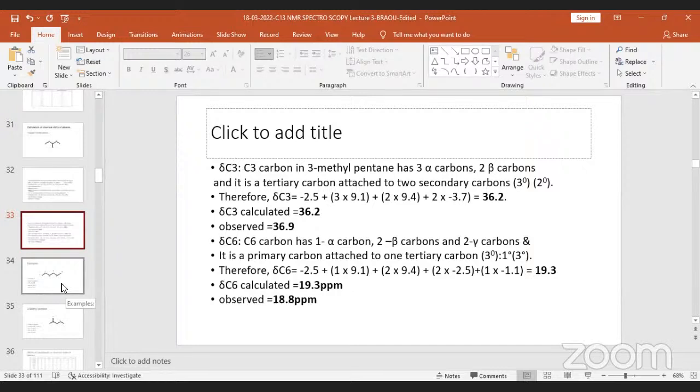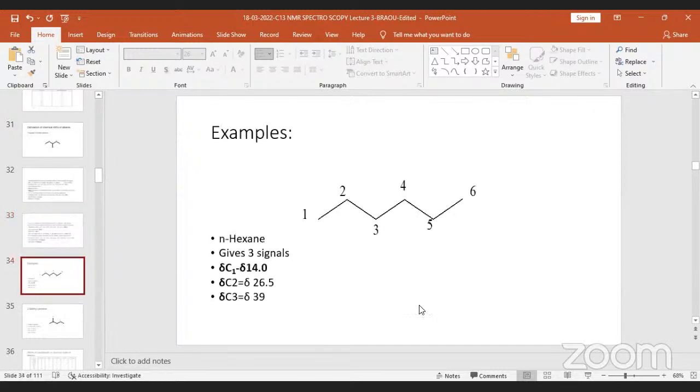Okay, next. Some more examples I am giving you, which you can calculate later for practice. See, n-hexane gives 3 signals because 1 and 6 are the same, 2 and 5 are the same, 3 and 4 are the same. So it gives 3 signals, and the values I am giving you. By incorporating these values into the equation given, you can check how much calculated values you are getting and compare with these observed values.